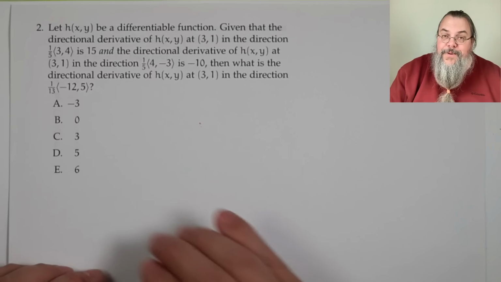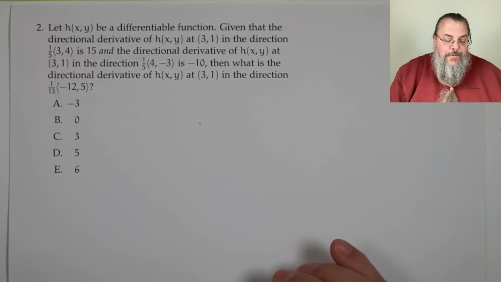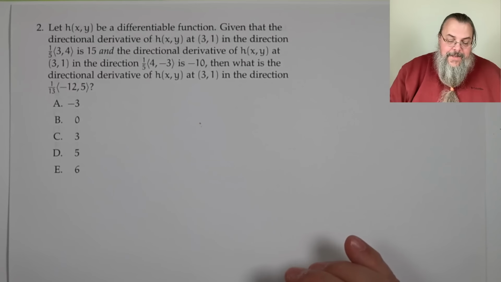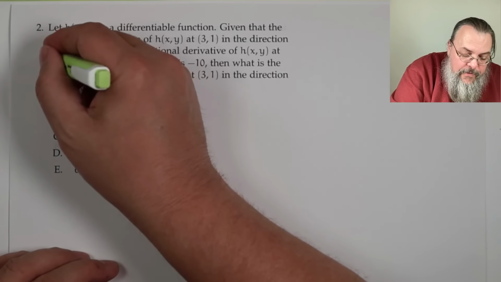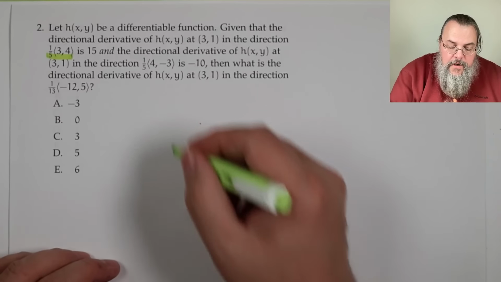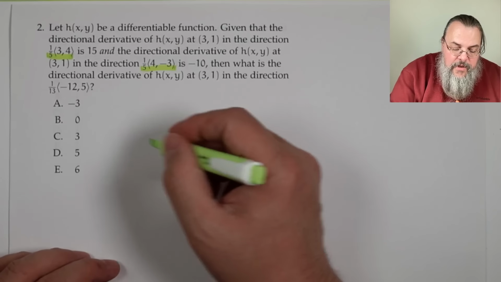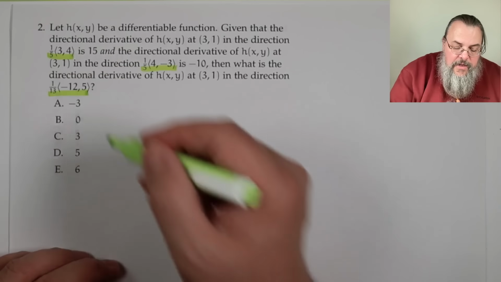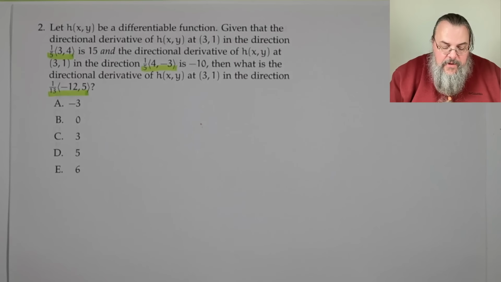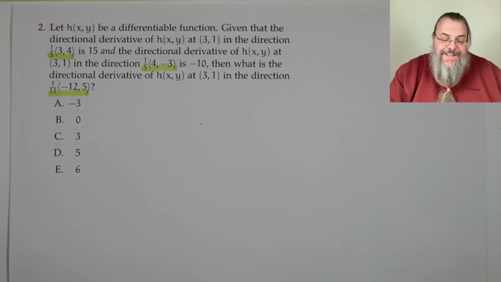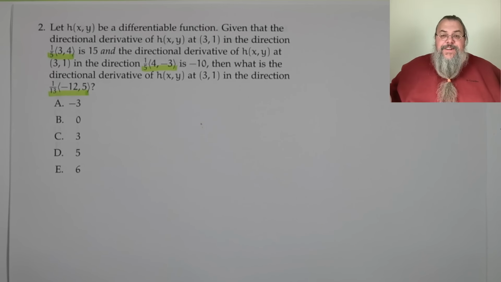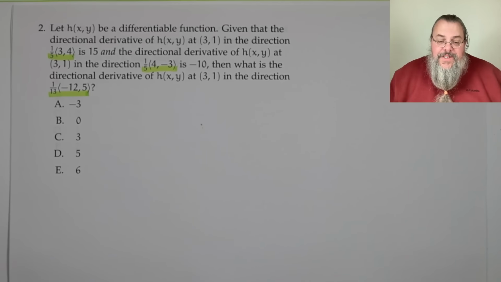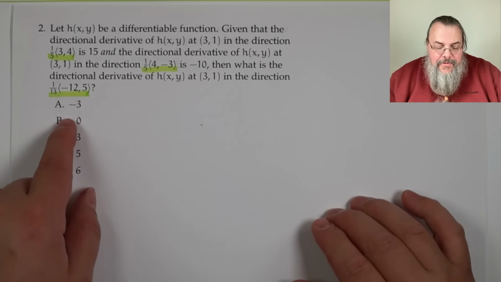1/13 of -12, 5. Now, we have three vectors here. Let's take a look at them for a second. And we have 1/5 of 3, negative 4, 1/5 of 4, negative 3, and 1/13 of negative 12, 5. And if these numbers sound familiar, 3, 4, 5, and 5, 12, 13, that's because they're Pythagorean triples. And in particular, that means these are nice numbers. These are all unit vectors.